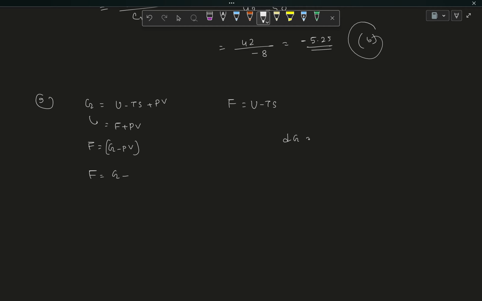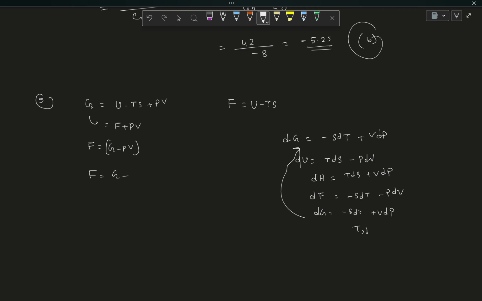So first for that you have to know the relation that dG is equal to minus SdT plus VdP. There are four relations that will be useful to always remember, so I'll write them down together here. dU equal to TdS minus PdV. Then enthalpy dH is equal to TdS plus VdP. Then dF, the Helmholtz free energy change, is equal to minus SdT minus PdV, and then dG is equal to minus SdT plus VdP. So this is the dG relation where the variables that are changing are T and P, right?